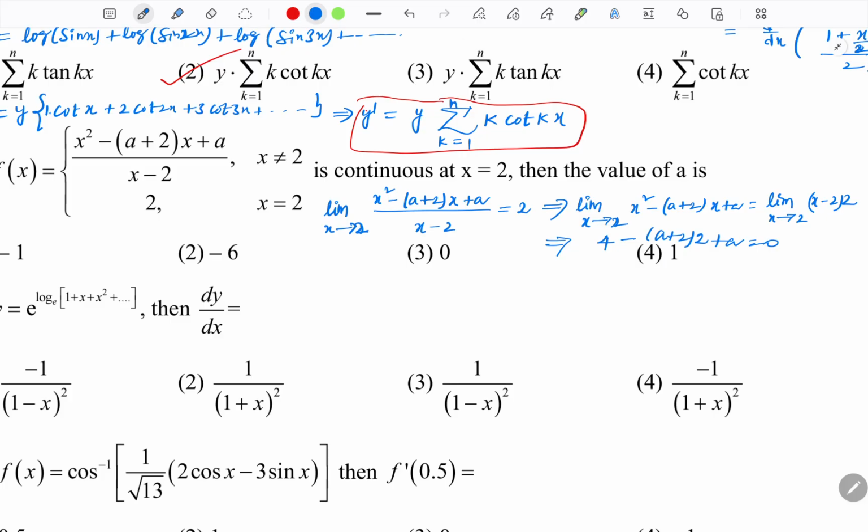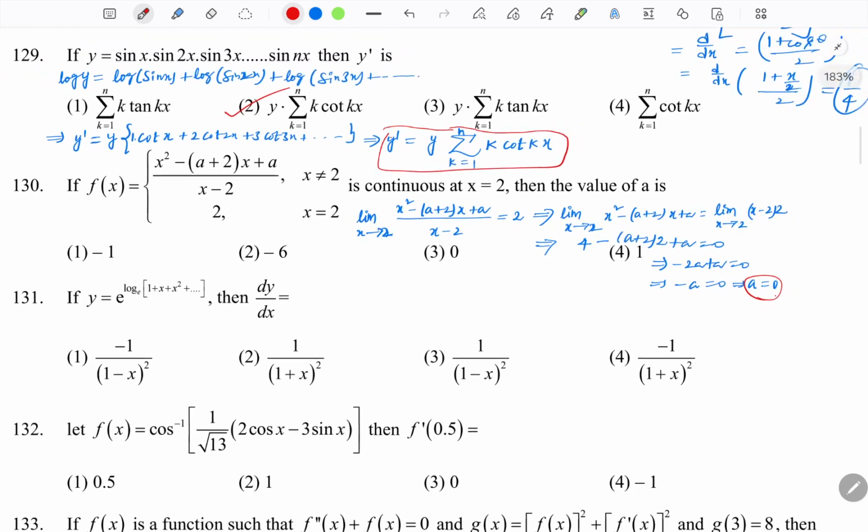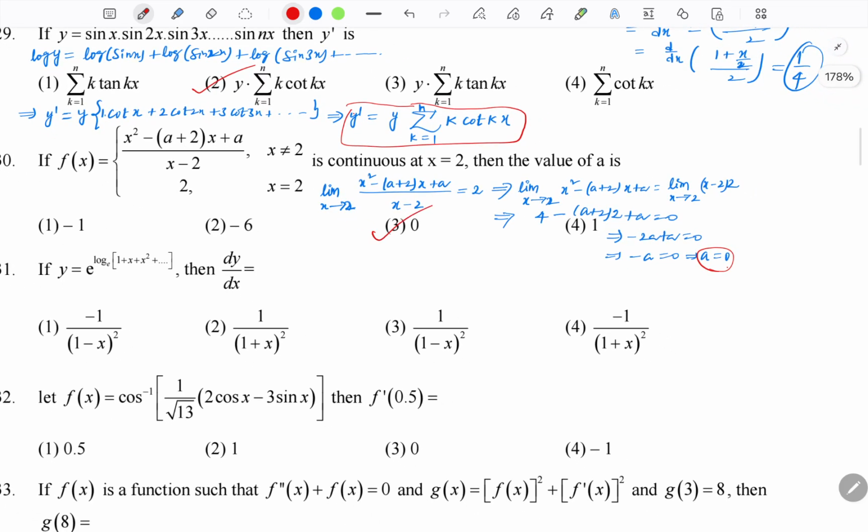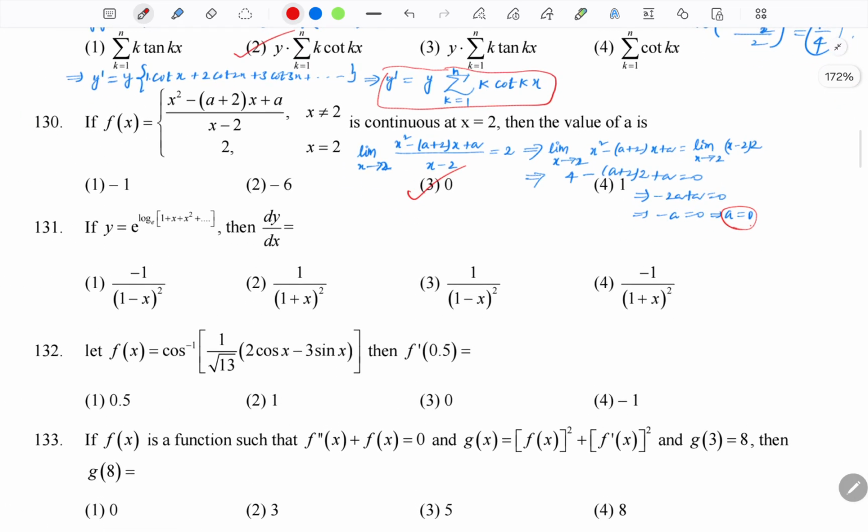See, observe here, this is the 4, right? And 2 times 2, it is plus 4 and minus 4. 2 into a, minus 2a plus a. Then how much will you get? Minus 2a plus a means minus 2a plus a equal to 0. Then minus a equal to 0. We can say from this one, a equal to 0. This is my answer. Is a equal to 0 possible? Yes. Option 3 is the correct option. Next question.